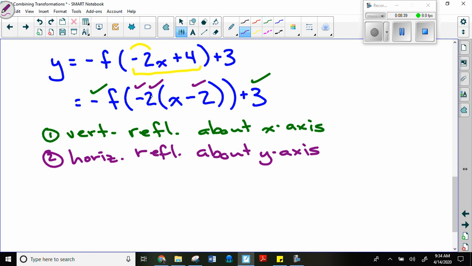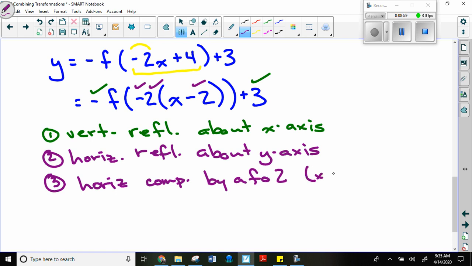Then we're still inside. We're at this 2. This is a horizontal. If it is a full number, we do the opposite. It's a compression. Horizontal compression by a factor of 2. Now here we would be multiplying x values by 1/2 because we're doing the opposite. Be like by dividing by 2. The word compression means divide.